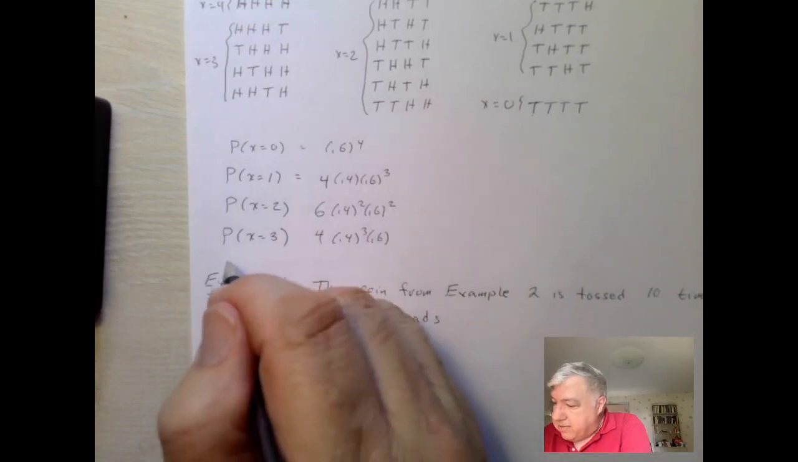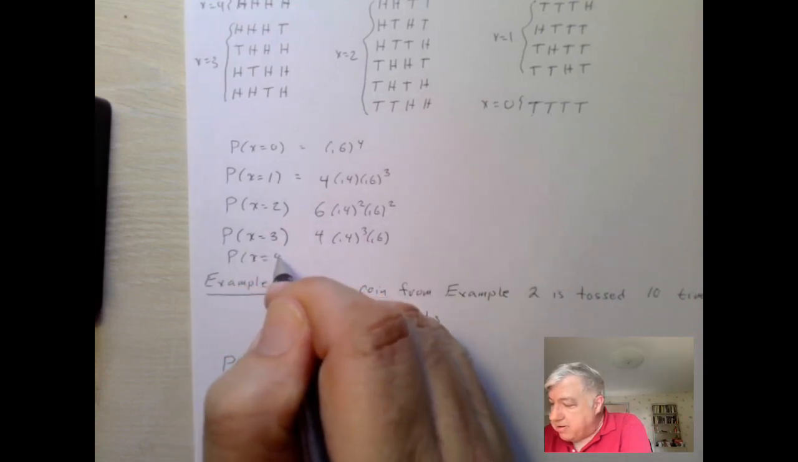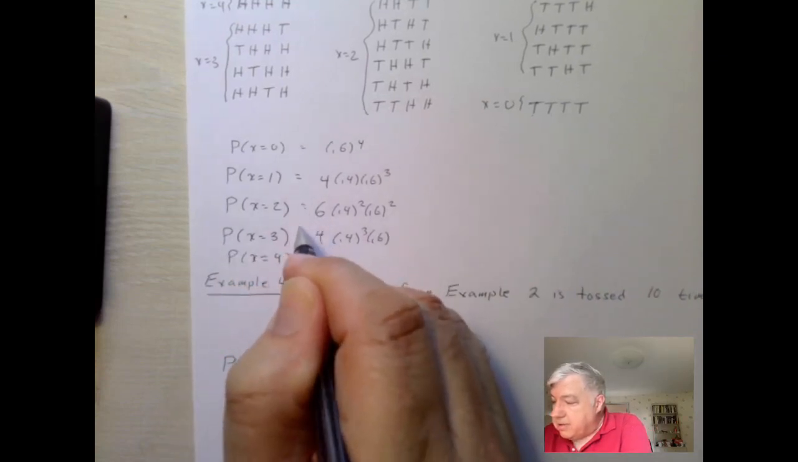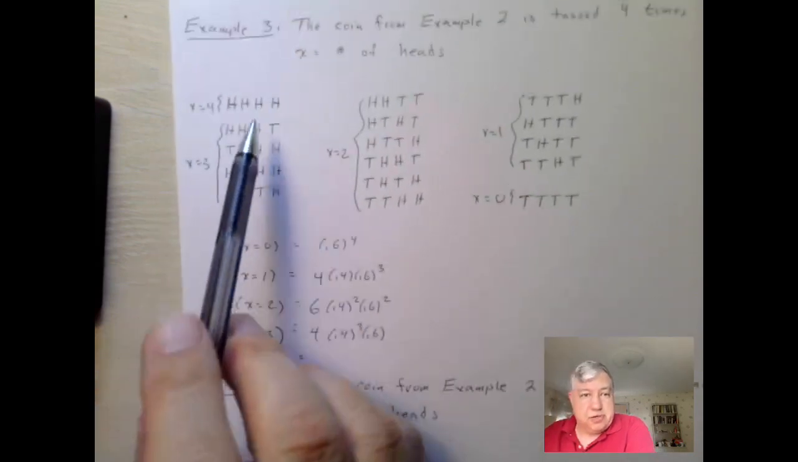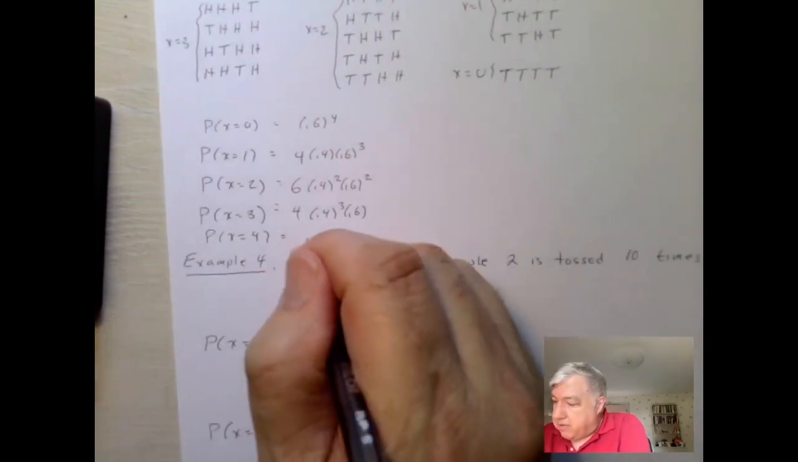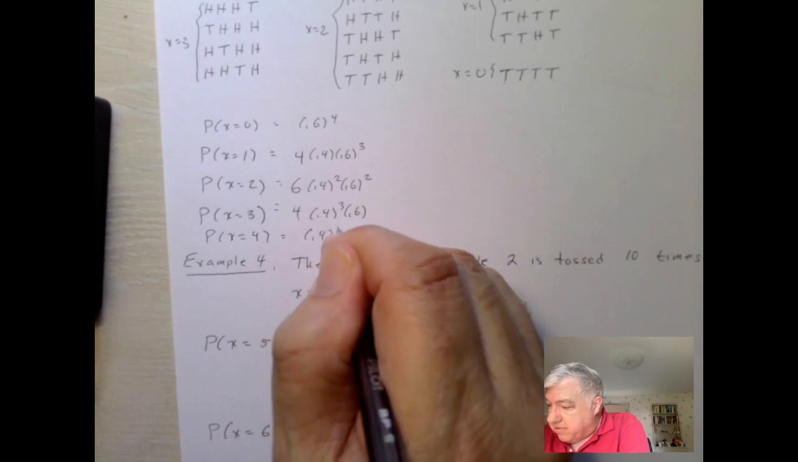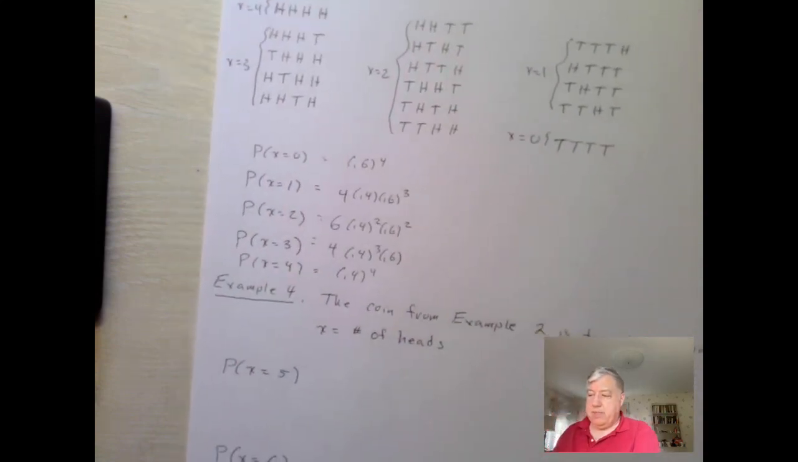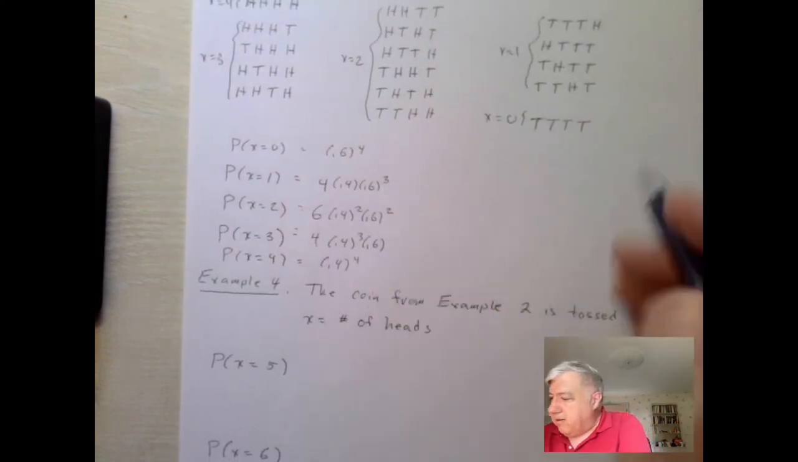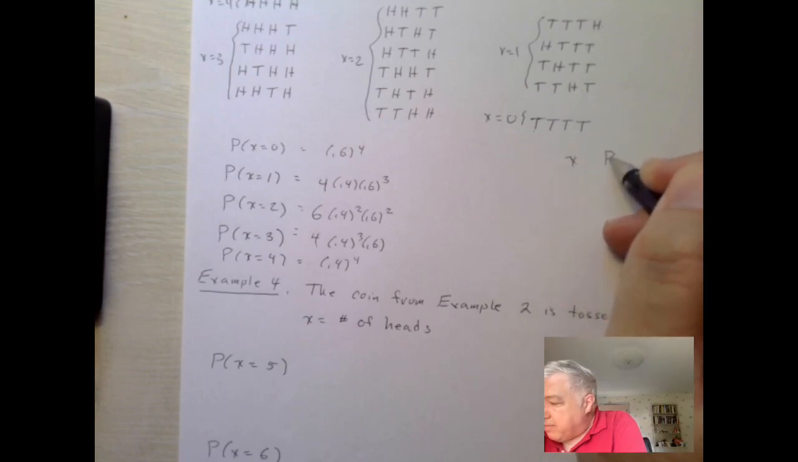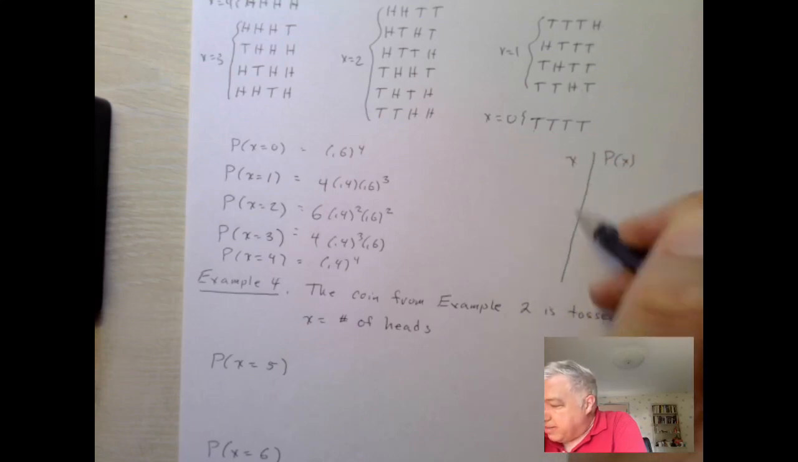And then finally the probability of x equals 4 is the probability of just this one event here, and that would be 0.4 to the 4th power. Okay. So computing all of this on our calculator, we get the probability distribution would look like this.